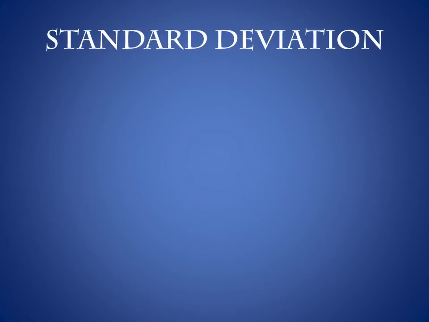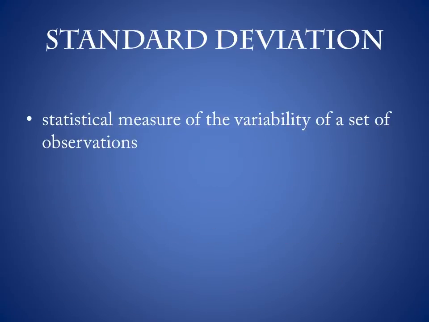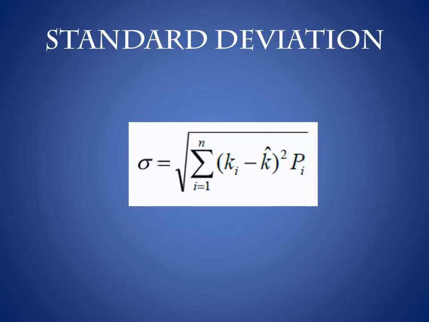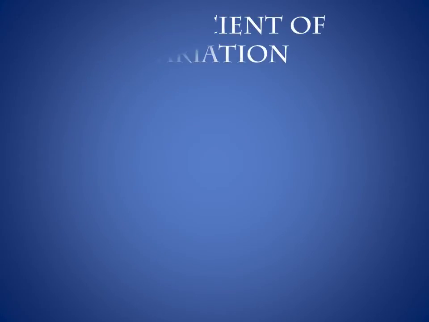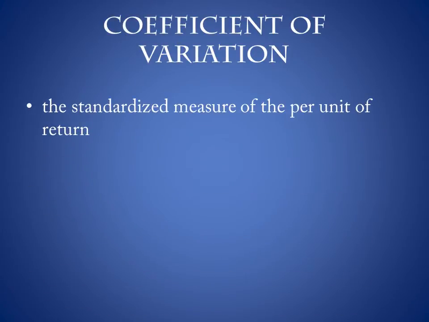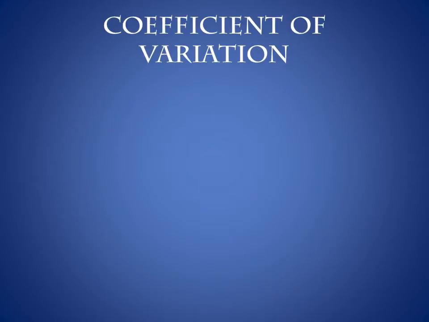Next is standard deviation. This is the statistical measure of the variability of a set of observations. It can be computed using this formula. Lastly, we have coefficient of variation. This is the standardized measure of risk per unit of return. This can be computed using this formula.